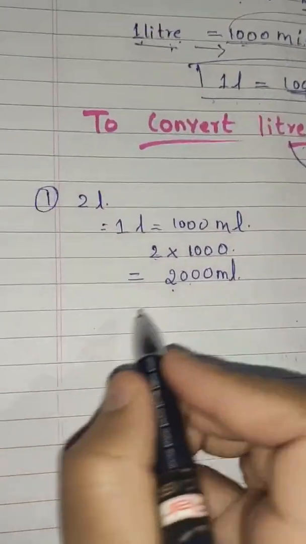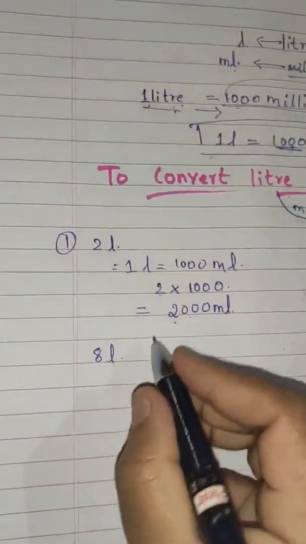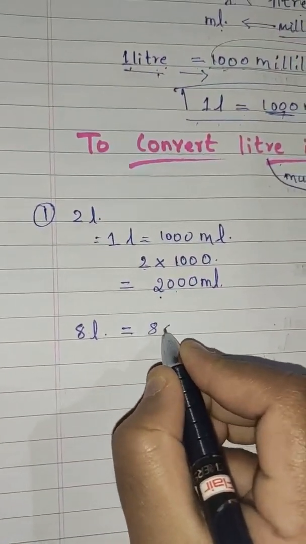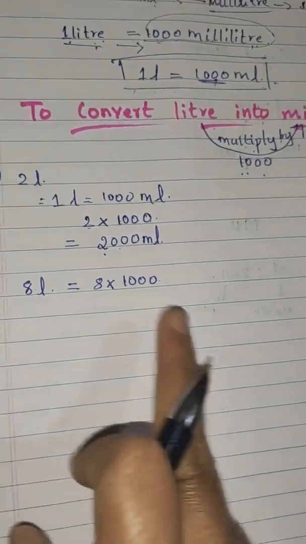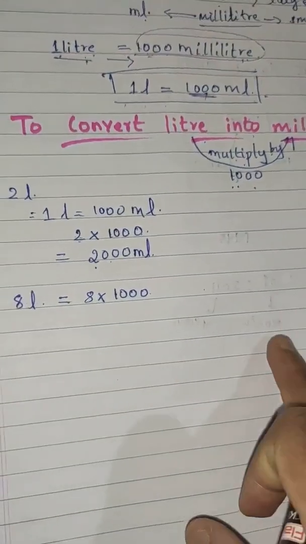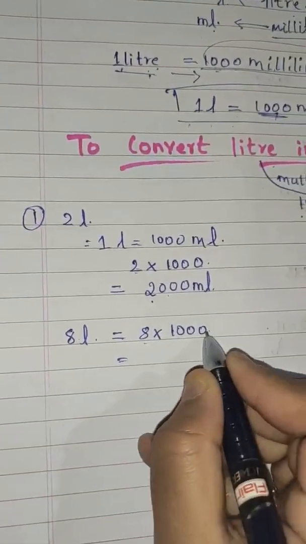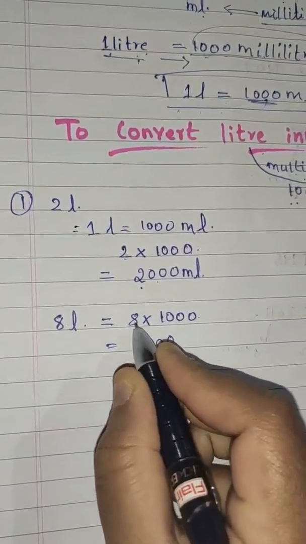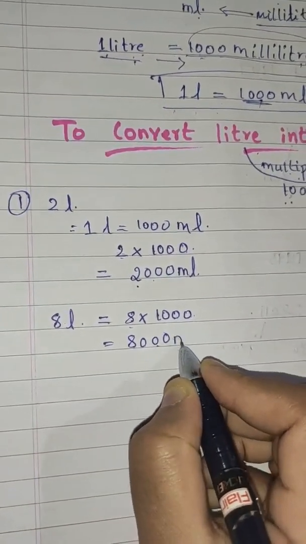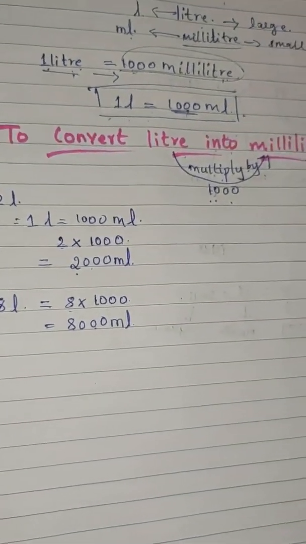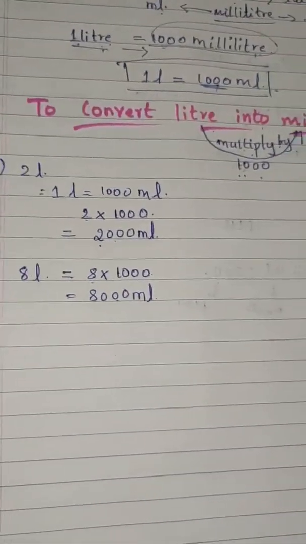Let us take one more example. We'll take 8 liter. How are you going to convert it? Yes, 8 liter is equal to 8 into 1000 milliliter. It is milliliter because you are converting liter into milliliter. So 8 into 1000 is 8000 milliliter. Understood, children?